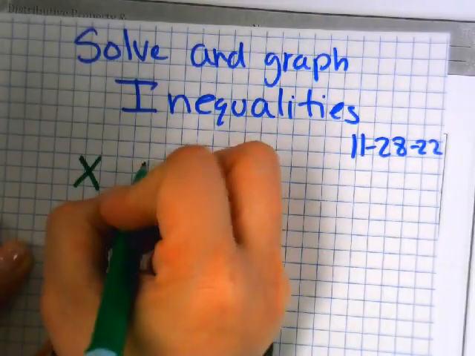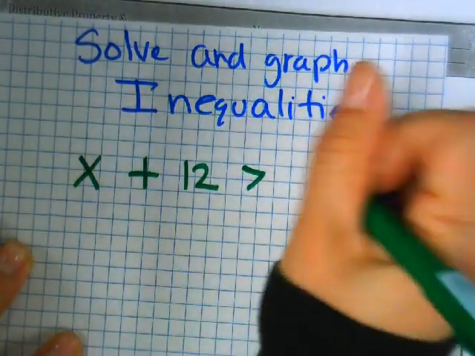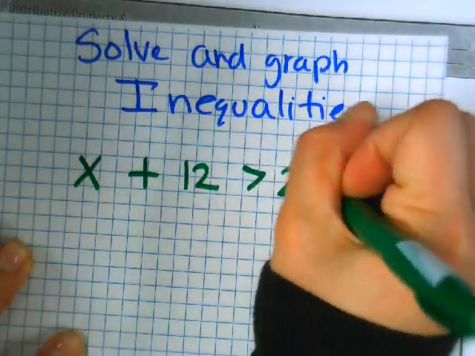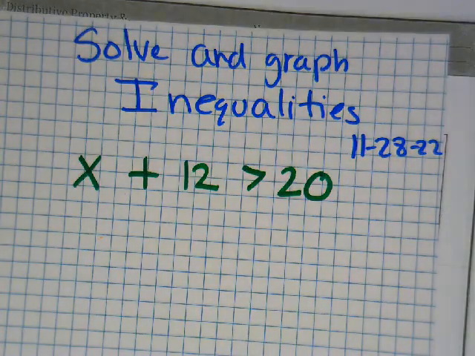X plus 12 is greater than, let's say, 20. All right, write this down. Is X by itself? No, there's a plus 12 on that side, right?